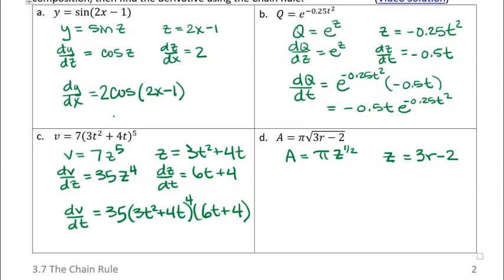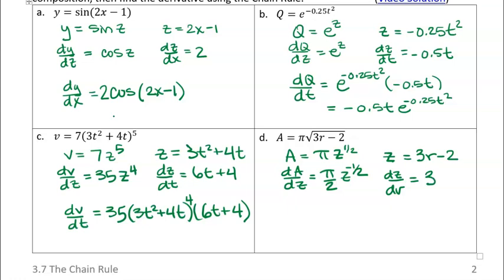Now we're just going to find dA/dz. Depending on how I remember, I usually like the power rule, so I'm going to write pi over 2, to bring the 1/2 down, and then z to the minus 1/2, or you could write it as 1 over the square root of z. That's fine too. And then dz/dr is equal to 3.